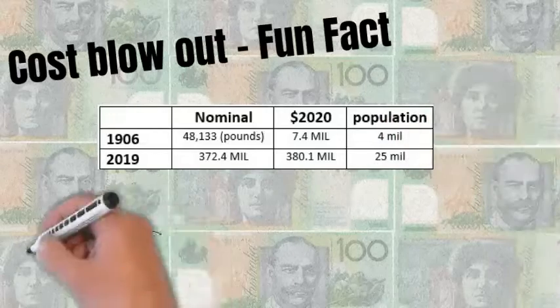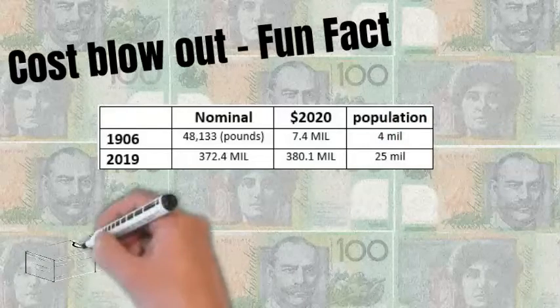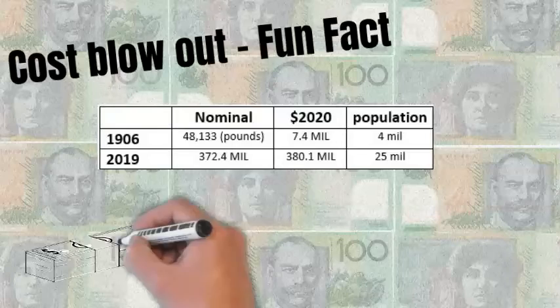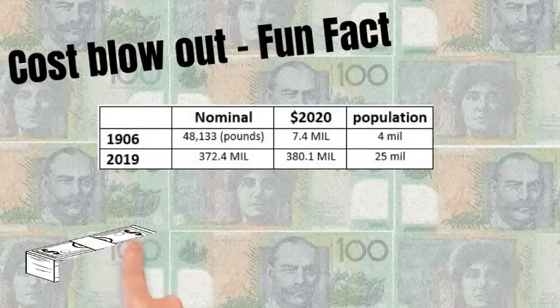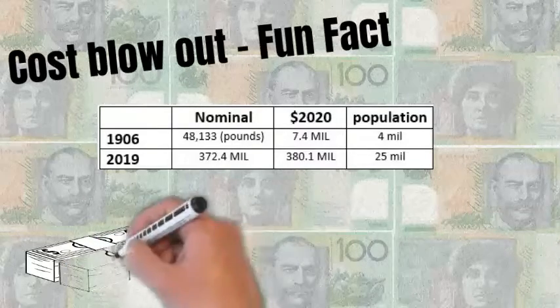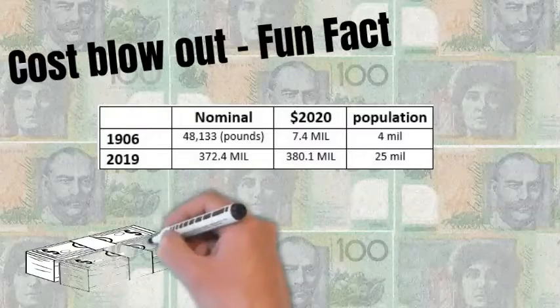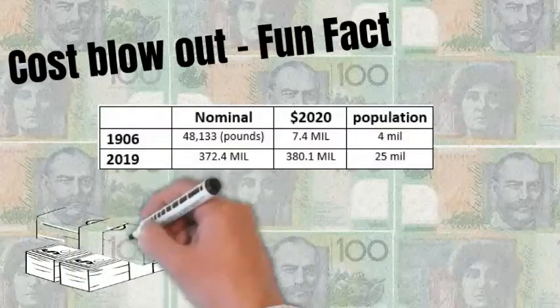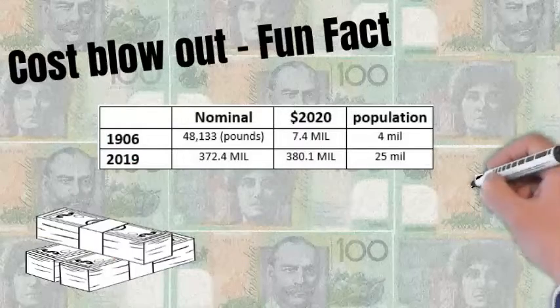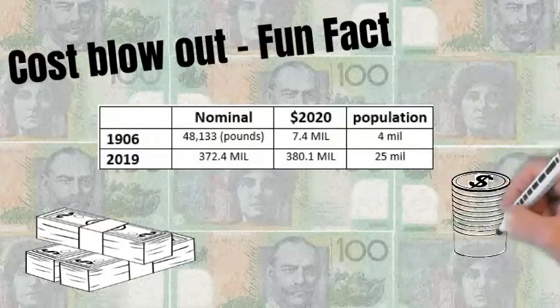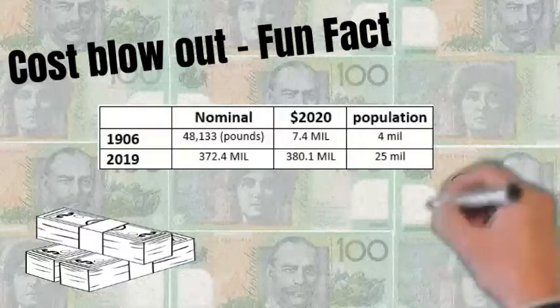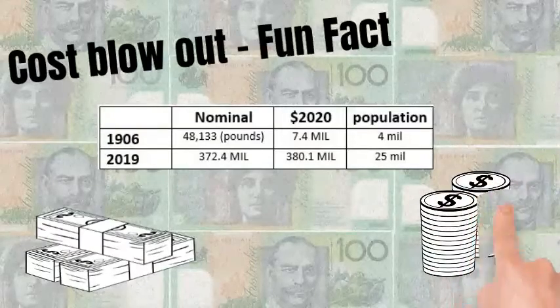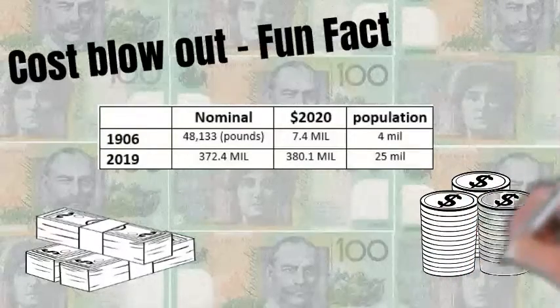As a comparison, the 2019 election, which did not have a referendum, cost us the taxpayers $372.4 million. That's a 50-fold increase. And to put that in perspective, the population of Australia in 1906 was 4 million. The population in 2019 was 25 million. A 6-fold increase in population for a 50-fold increase in cost.